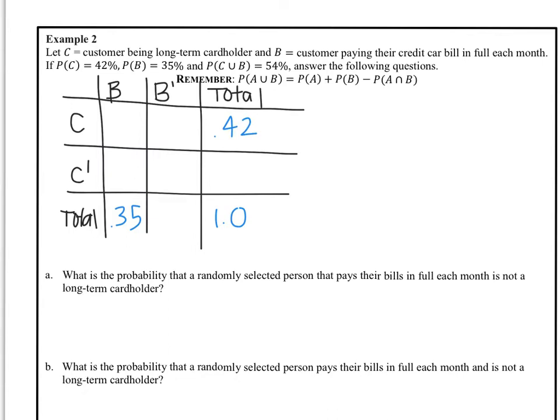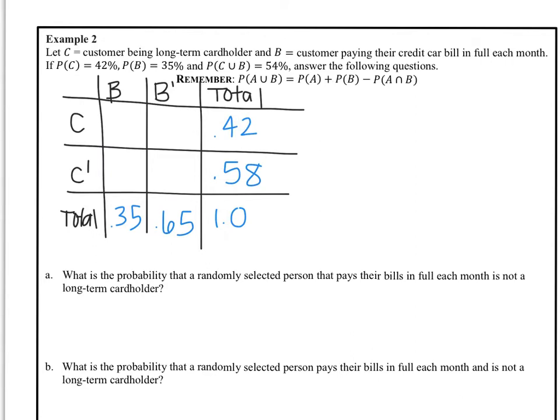So let's see if there's anything else that we can fill in from what we are given. The only thing we can fill in is that this one right here is 0.58, because going up and down that needs to add up to that total, and then going left and right, this needs to be 0.65 to add up to 1.0. There's no other way that we can get the 4 numbers in the middle.